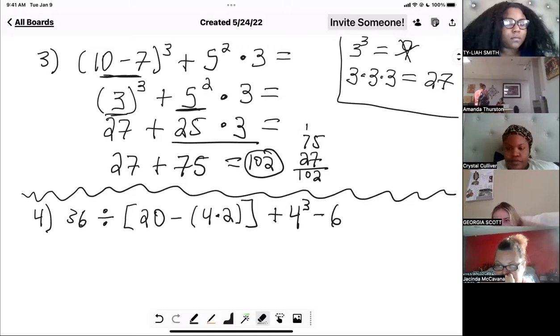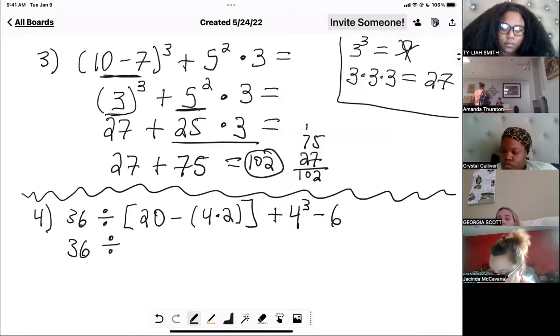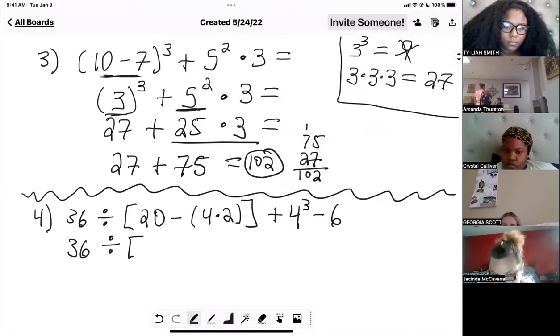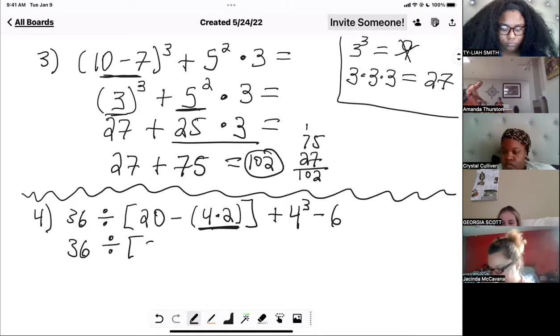Okay, it looks intimidating, but no big deal. We're gonna be fine. So we're gonna go in order. That's what you want to do, go in order. In order, PEMDAS starts with parentheses, so we're gonna work on the parentheses. 36 divided by, I'm gonna have this. Now look inside of our parentheses. We have subtracting and multiplying. So you have to use order of operations inside your parentheses. Do I subtract first or multiply first? Well, order of operations says I have to multiply first. So I have to multiply this first.